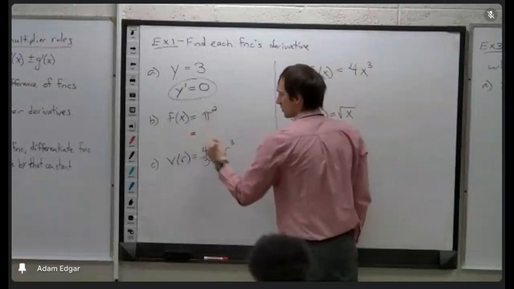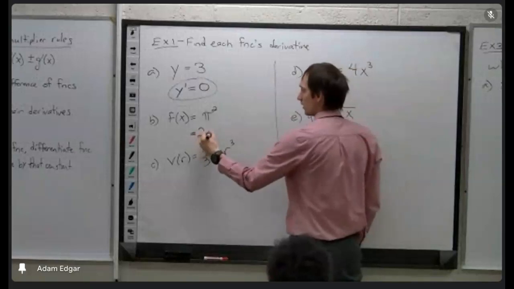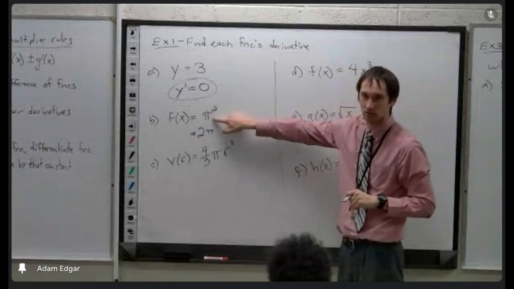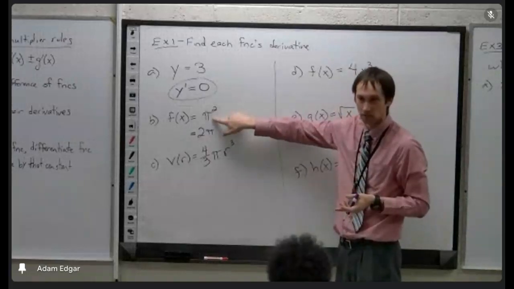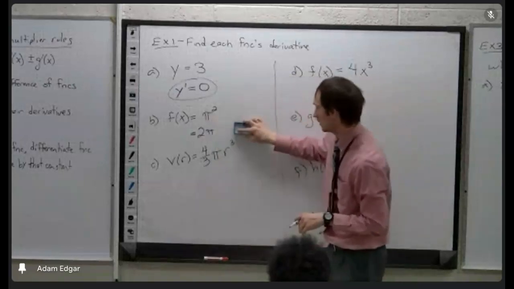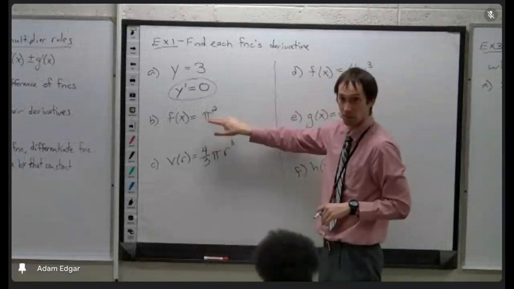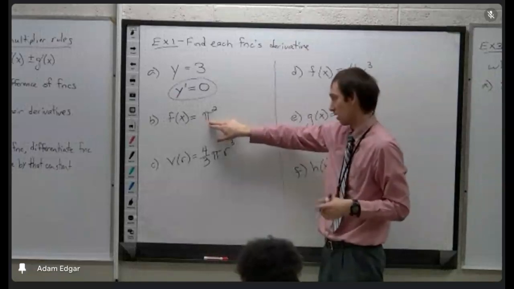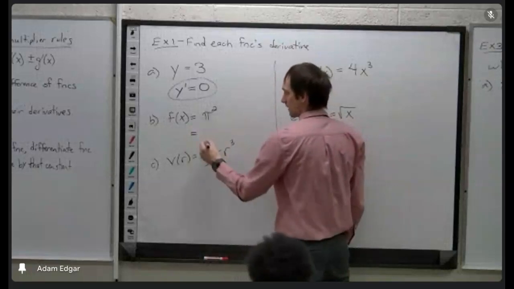All right, this next one. What's the derivative of pi squared? Is it 2 pi? Well, what is pi? Is pi a variable? It's 3.14. What do we call that? A constant. It's a number. So what's the derivative of pi squared? 0. Because if pi is a number, guess what pi squared is? Just a bigger number. It's about 10. So the derivative of that is still 0.